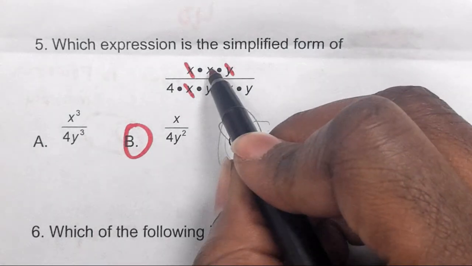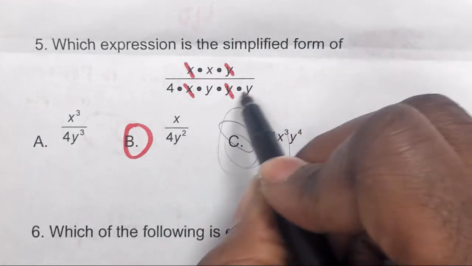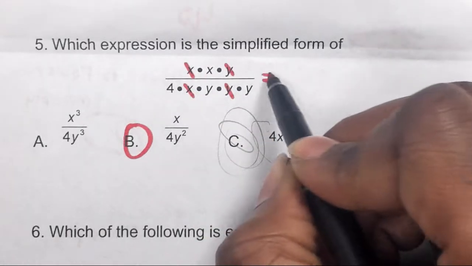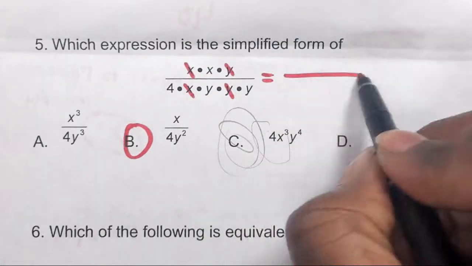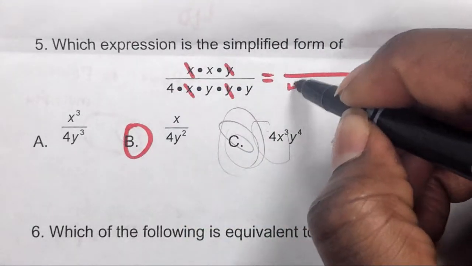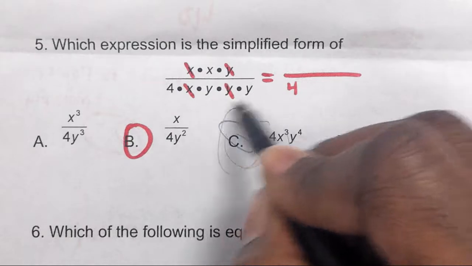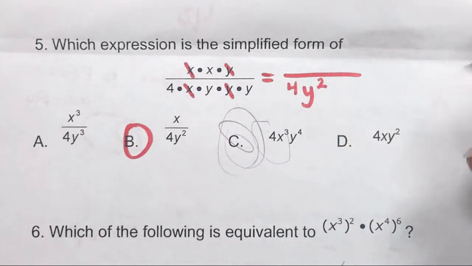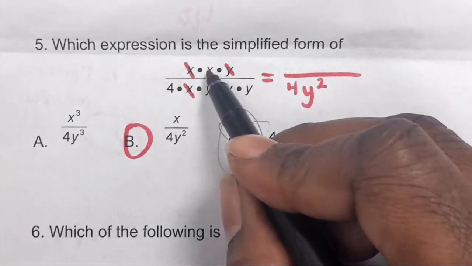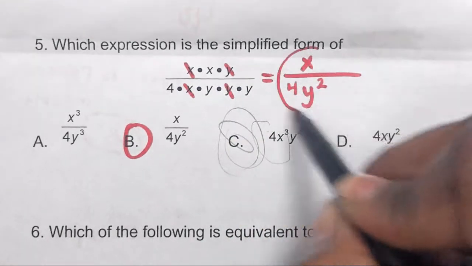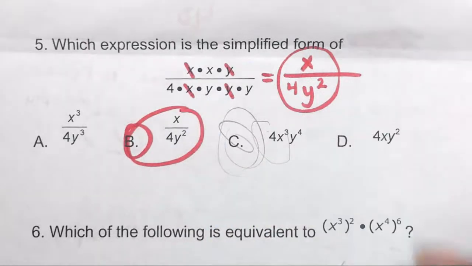We cannot continue canceling x's because there are no more x's down here, and we can't cancel y's because there are no y's left. So where is the 4 left? The 4 is left at the bottom. And these two y's become y to the power of 2, because there's 2 of them. Then there's just one measly old x on top. And that's your final answer.